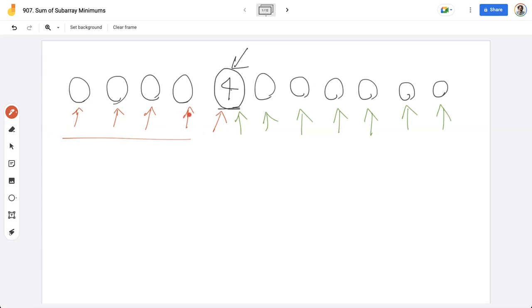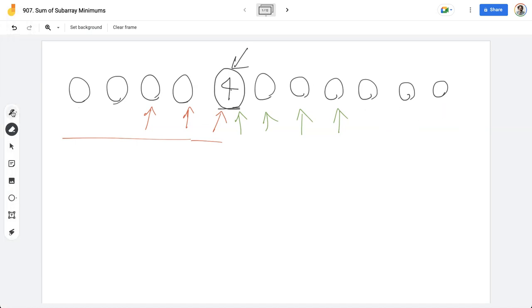So the number of subarrays that include 4 is going to be the number of red arrows times the number of green arrows. This is the number of subarrays that include 4. But that doesn't mean that in all of them, 4 is the minimum. No, 4 is not the minimum in all of them. So what should we do? We should get rid of some of these arrows to make sure that 4 is actually the minimum.